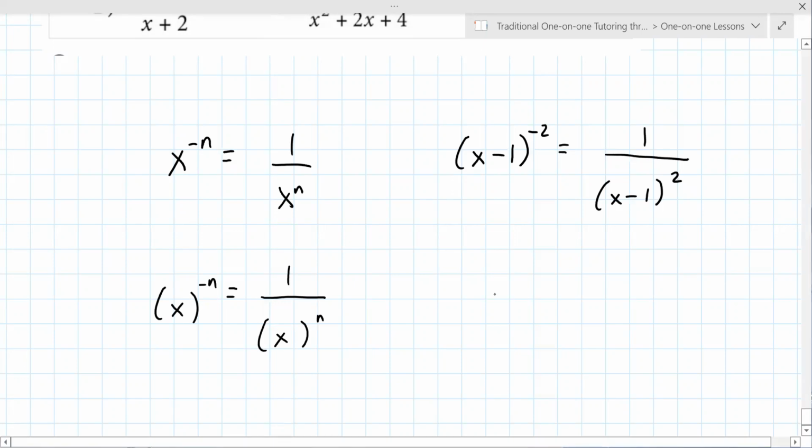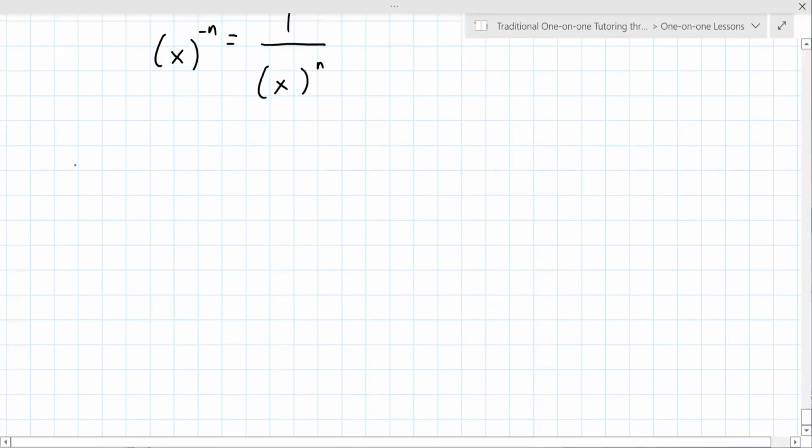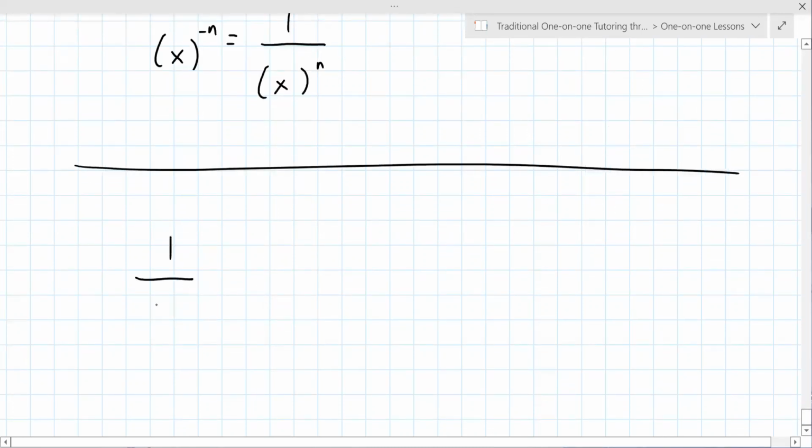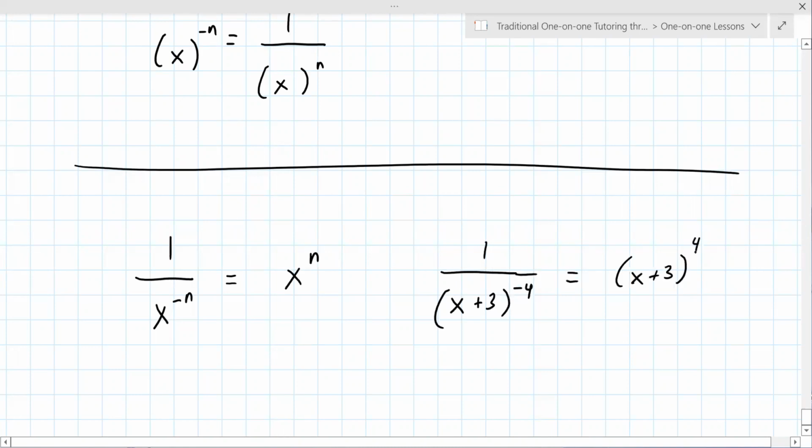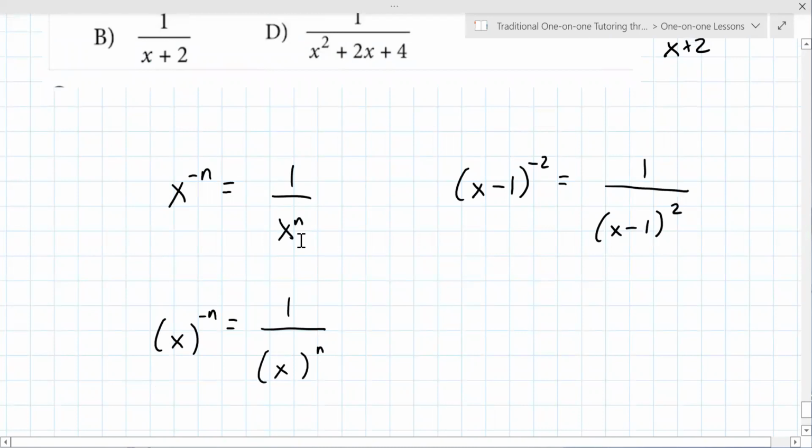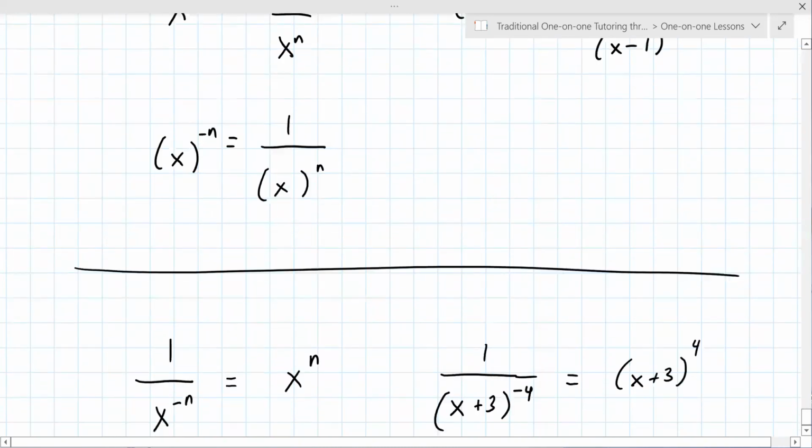So the other thing that you might see is what if it's 1 over x to the negative n? Well, this becomes x to the n. So like if it's 1 over x plus 3 to the -4 power, this is x plus 3 to the 4 power. Do you see that? Yeah. So if it's negative on top, it goes to the bottom, positive. If it's negative on the bottom, it goes to the positive on top.